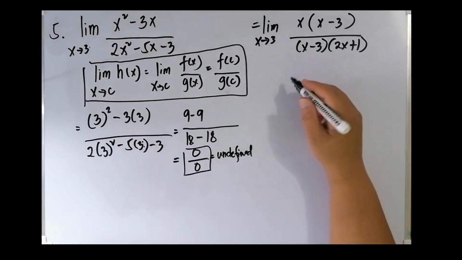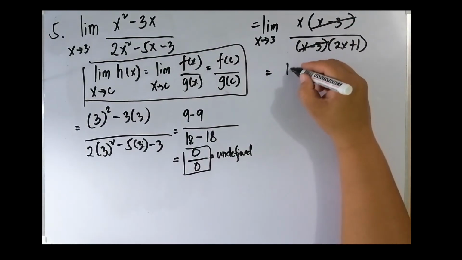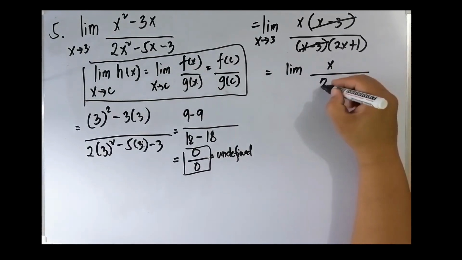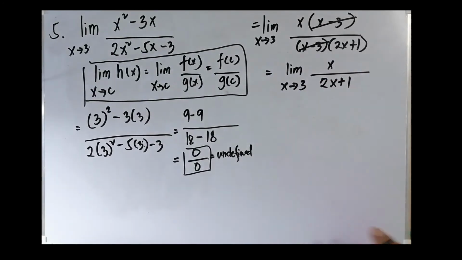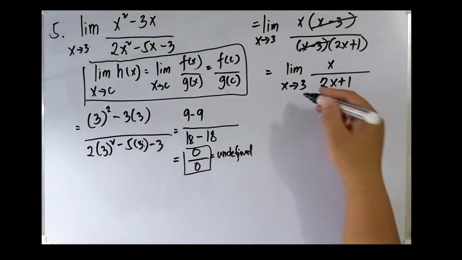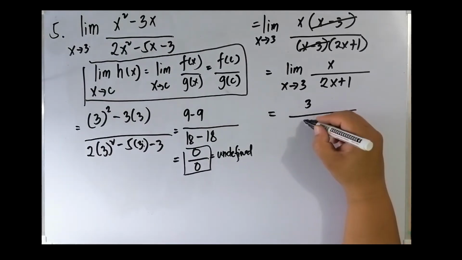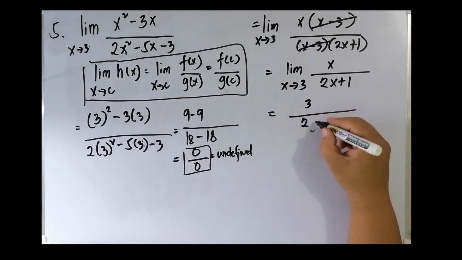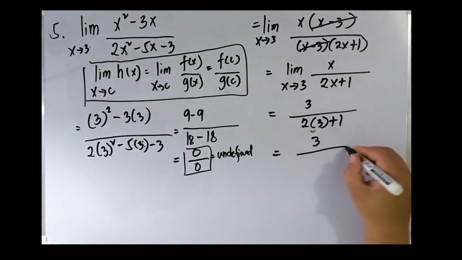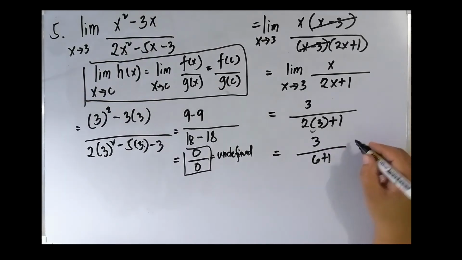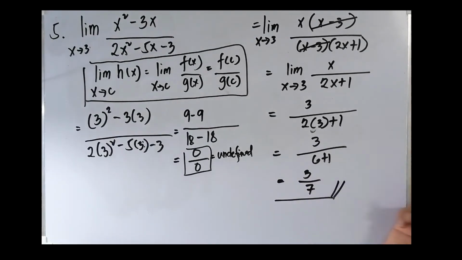Next step is to simplify. So we have, makakancel yung x minus 3 natin. Ang maiiwan dito ay the limit of x all over 2x plus 1 as x approaches 3. Yan. Pwede nating i-substitute. So we have 3 all over 2 times 3 plus 1. And this is equal to 3 over 6 plus 1, or 3 over 7. Ito ang limit niya.